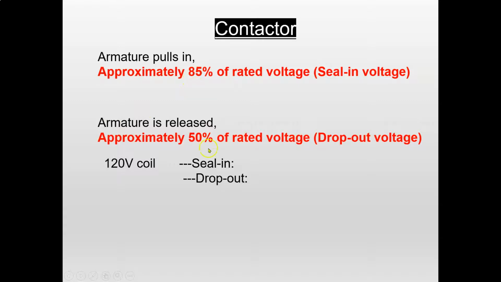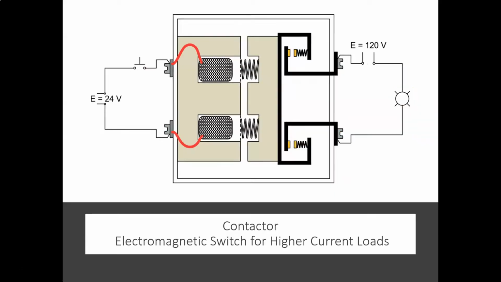That's your seal-in voltage. And then for the armature to release, right, as your voltage starts to go down, your voltage is getting lower and lower and lower. At about 50% of the voltage for that armature, it's going to drop out. So that magnetic field is not strong enough to overcome the springs anymore, which means these are going to open at about 50% of the voltage rating.